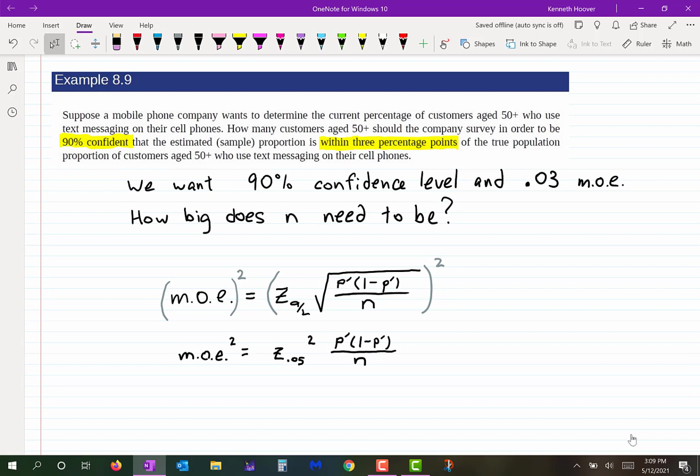Okay. Multiply both sides by n. We get the margin of error squared times n equals the z-score for 0.05 squared times p prime times 1 minus p prime.